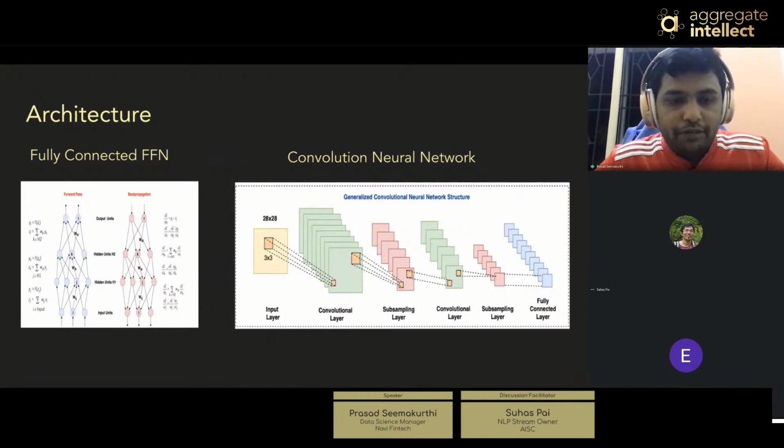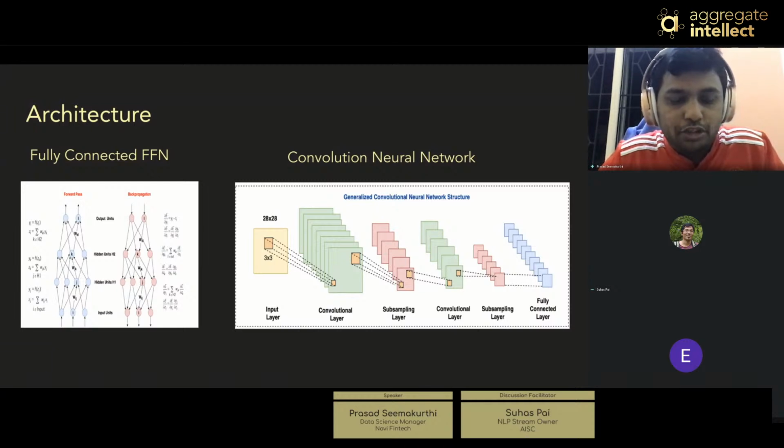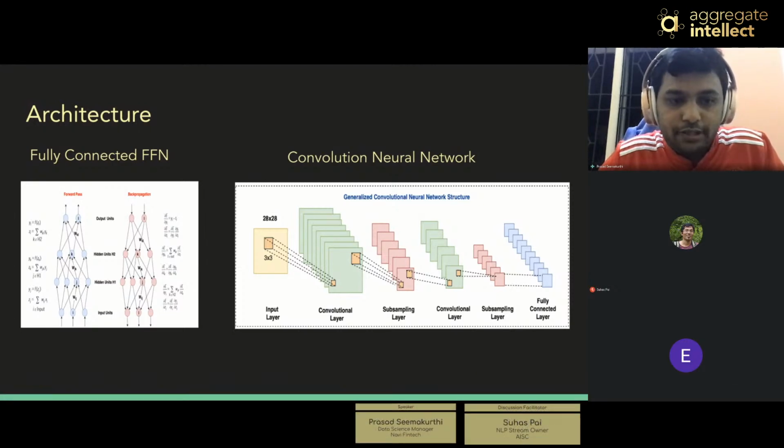Before we dive deeper into the survey, a quick recap of some of the deep learning architectures. The first architecture is the fully connected feed-forward neural network, where we have an input layer followed by a bunch of hidden layers, where each hidden layer has a bunch of nodes connected by weights and activation functions, along with biases. The feedback is propagated throughout the network using back propagation.